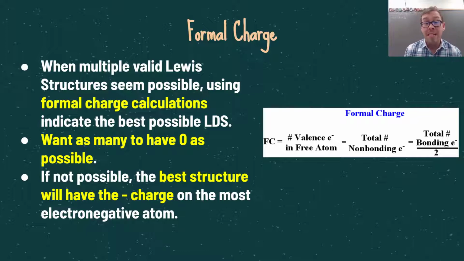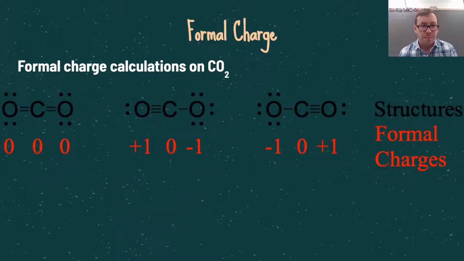In this case, we want as many zeros as possible. If not possible, the best structure is going to have a negative charge on the most electronegative atom. So these are a couple of things you want to think about as you calculate formal charge. Let's look at an example here. Let's say I do some formal charge calculations with CO2. And there are really 3 ways I can draw CO2.